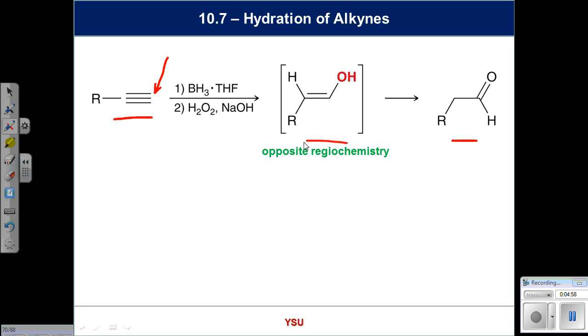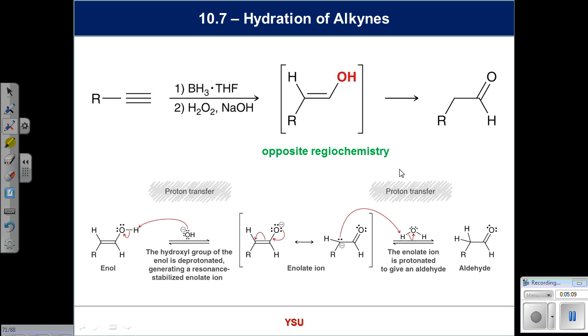Now that enol will convert under these conditions to this guy. This is an aldehyde at the end of a chain. The slight difference here is that you're under basic conditions in the second step. So the mechanism for this isn't the same as the one for the acid. And we're trying to keep track of these things and catalog them in recitation and office hours.